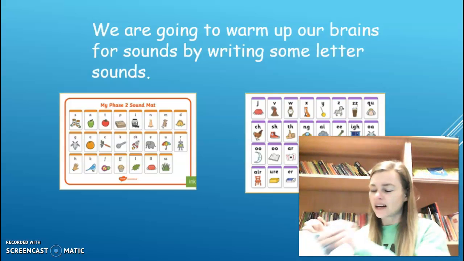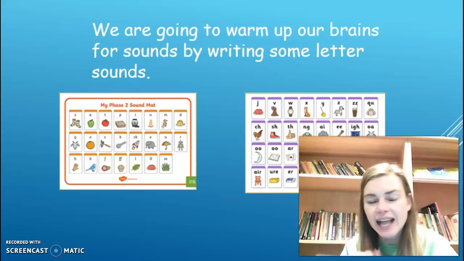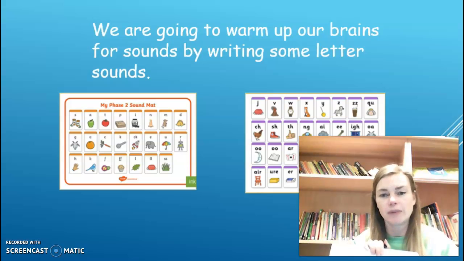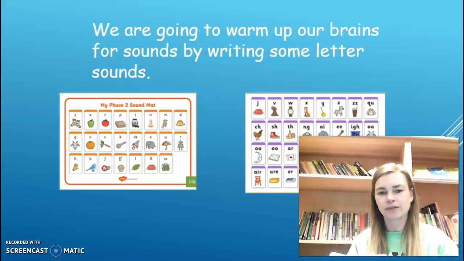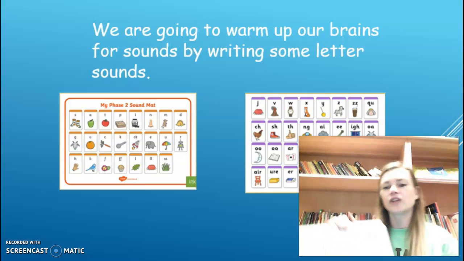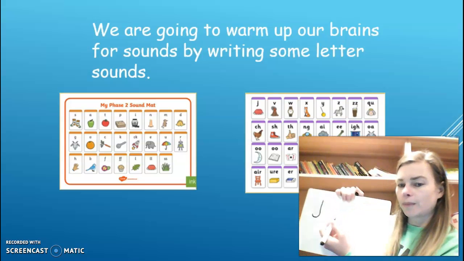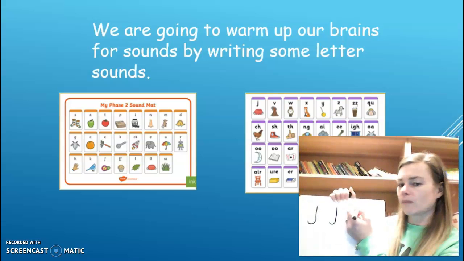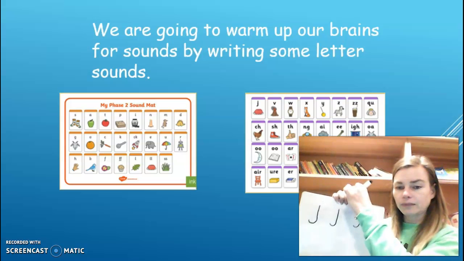Right, next one I would like you to do is one that we learned last week. Can you write down the letter that makes the j sound for me, please? And try and get it the right way around. A j looks like this. We go down, curve, pen up, dot at the top.